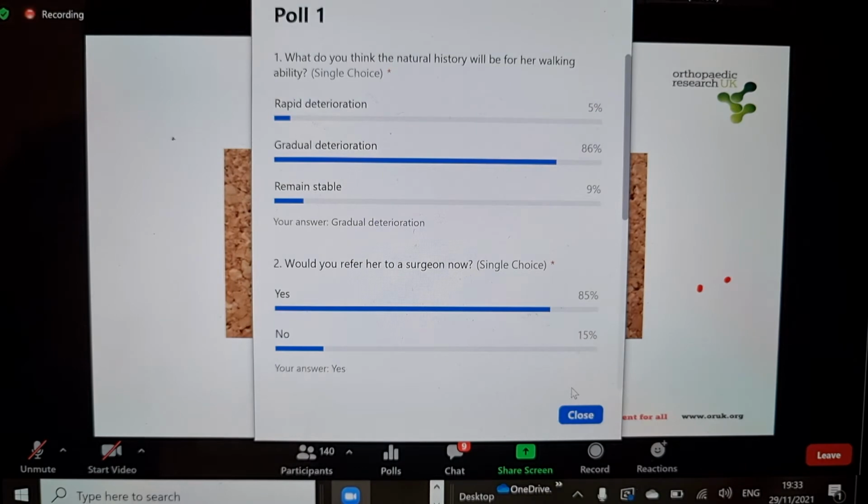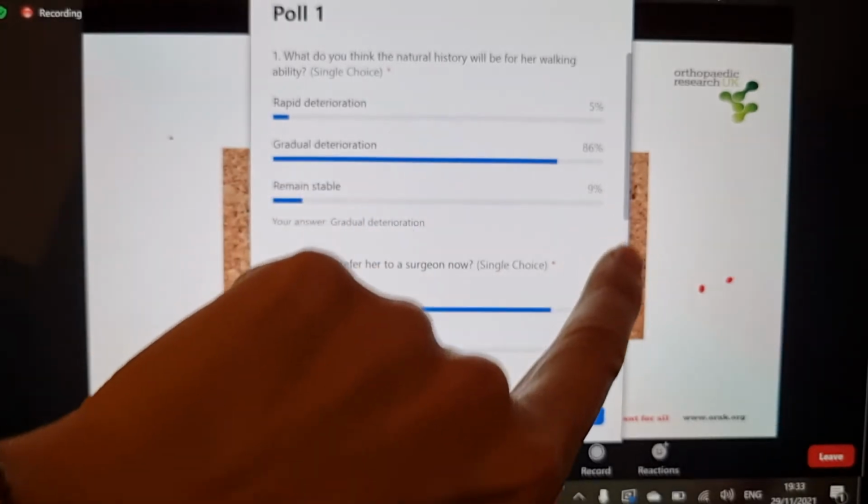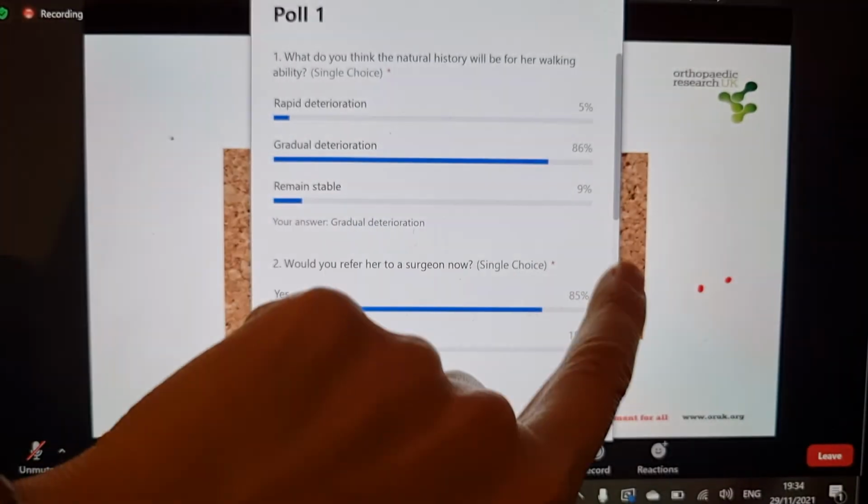All right, great. So it's interesting. You are agreed on the first two, really, the majority of you anyway. You think there's going to be a gradual deterioration in this patient's walking ability. She's got crouch, right? So that would seem to be a pretty commonly held view. Referring to a surgeon, again, damn nearly the same proportion of you think they should come to a surgeon. So you think that's a problem for us to sort out.